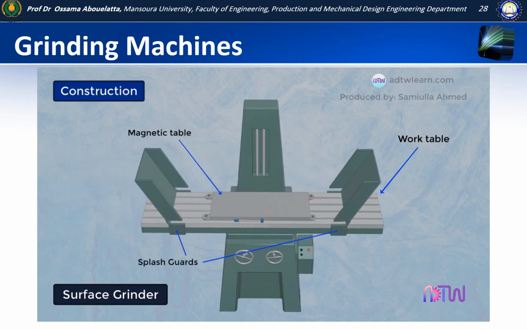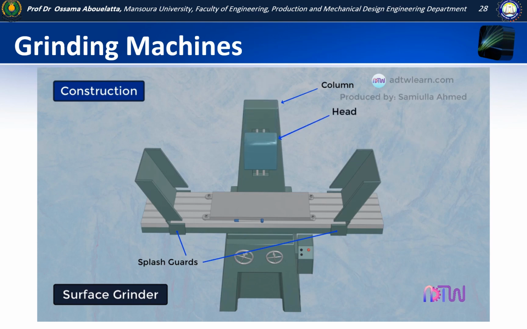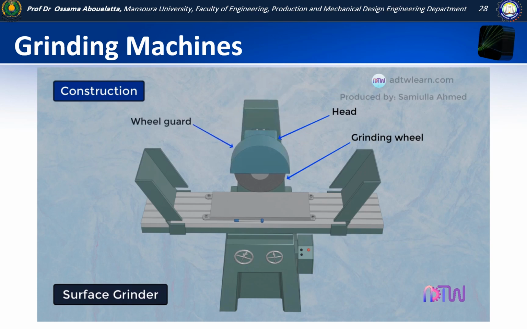These are the splash guards, which prevent the sparks from going out and hitting something besides the machine. This is the column, inside which the driving mechanism is placed. The grinding wheel head is connected to the column, on which a grinding wheel made up of abrasives is mounted. This grinding wheel does the actual work of material removal. There is a wheel guard that covers the grinding wheels so that no accidental touch happens during the operation.